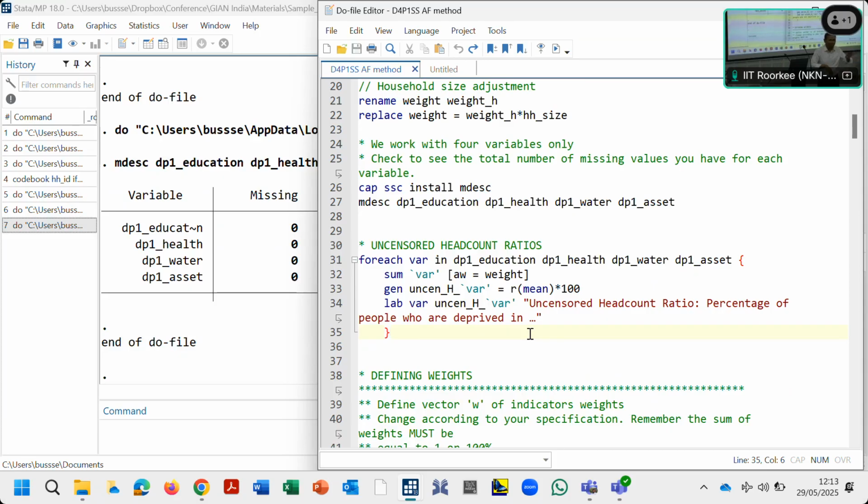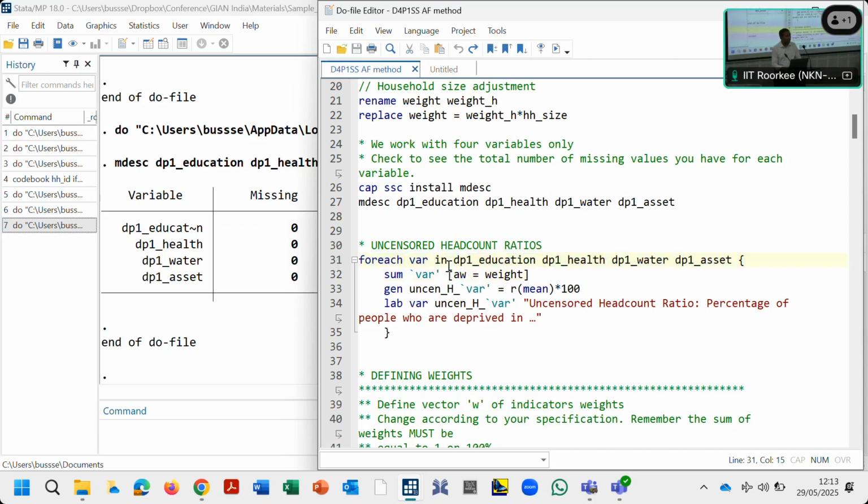I'm just computing this overall estimate for the exercise purposes, but in the paper, I would never compute an overall estimate for all 3 cities. I'm just doing it because it is an example for you, yeah? Okay, so first things first, you look at the uncensored headcount ratios. How are these different dimensions performing?